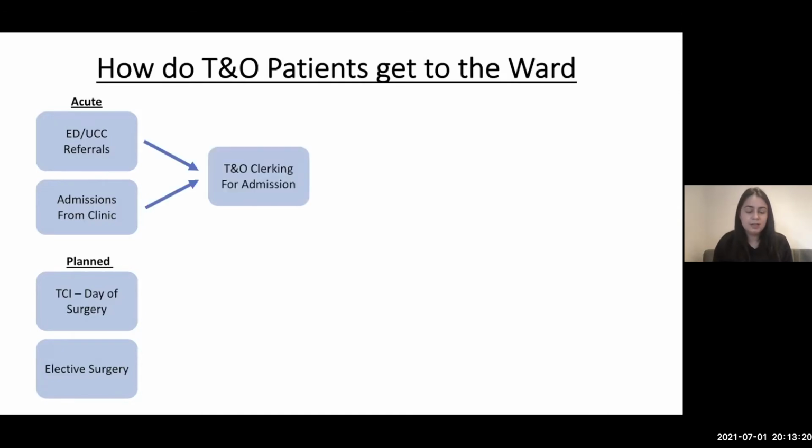So going down the acute pathway, these are the people who have had their injury, they've fallen over, they've got hit, or they've got an infection on their arm or leg, and they come through A&E or through clinic or urgent care. And they're generally seen by the on-call orthopedic team, and they have a clerking for admission on their notes, which in our hospital is online on a computer system, and in some hospitals is still on paper.